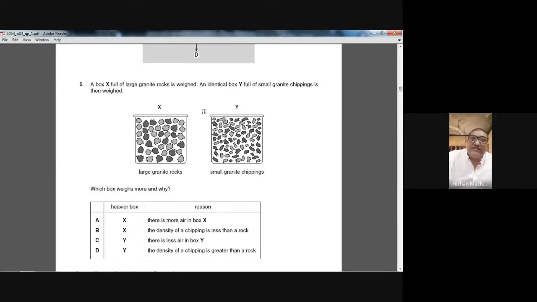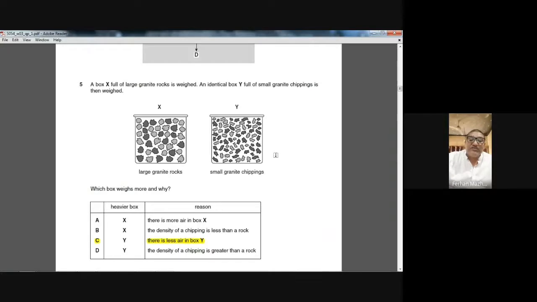The small granite chippings will weigh more, and the reason will be there will be fewer gaps between the chippings. In the larger rocks, there will be a lot of gaps and a lot of air in them. So C will be the reason. I think question number 5, C will be the option. There is less air in box Y because there is less space between the granite chippings. So C is the right option.